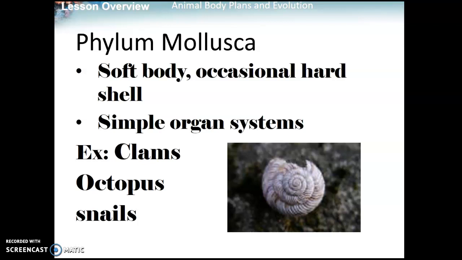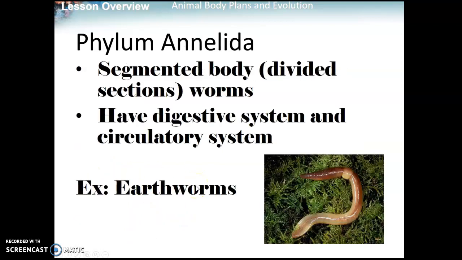Mollusks are another phylum of animals. These organisms have soft bodies. Sometimes they have a hard shell. They have simple organ systems. This is like your clams, your octopus, your snails, your slugs. Annelids are segmented worms like earthworms. They're pretty complex. They have a digestive system, a circulatory system.